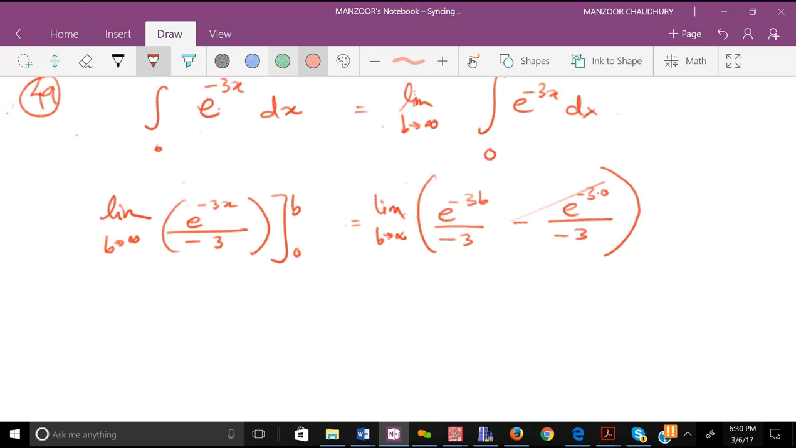Okay, what happens when it goes to infinity now? That first one becomes zero because it goes to negative infinity. So that's just zero. The second one is minus, minus, plus, so plus one-third. So it's just one-third. That's it. So the area of the region between the x-axis and the curve will be one-third.